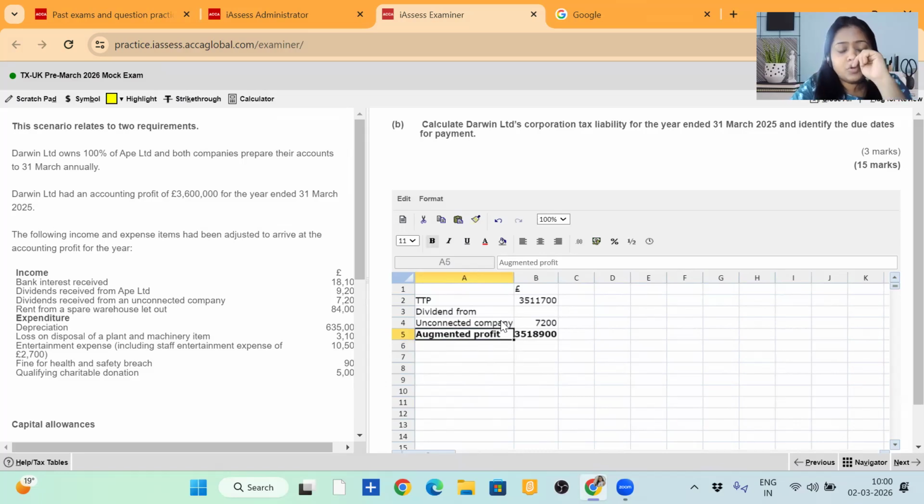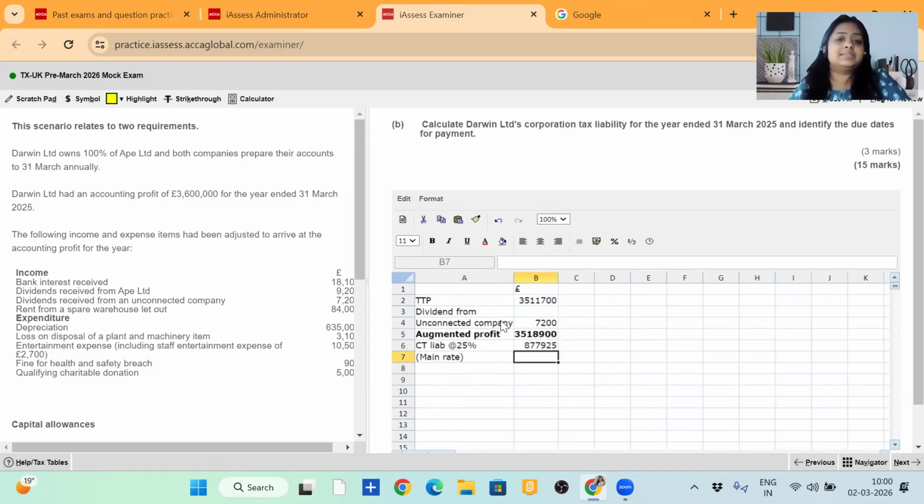Done. Now you know augmented profit is 35,18,900, which is certainly going beyond 250,000. So your life is very easy. You just have to apply main rate. So now corporation tax liability at the rate 25% in brackets main rate. Right? So that will simply be on TTP you'll apply. Okay, don't do the mistake of applying it on AP. You'll apply it on TTP, multiply it with 25%.